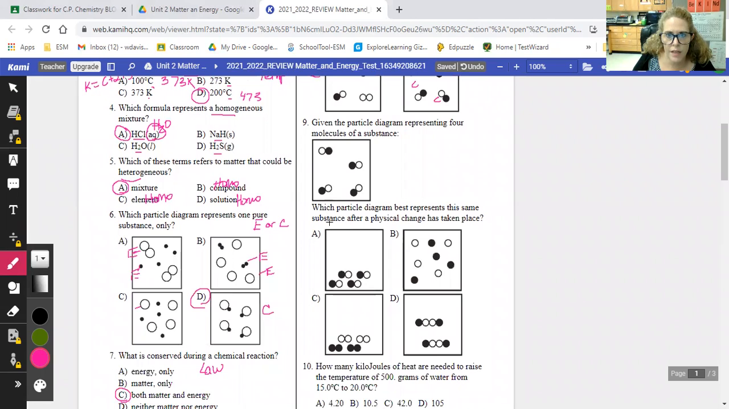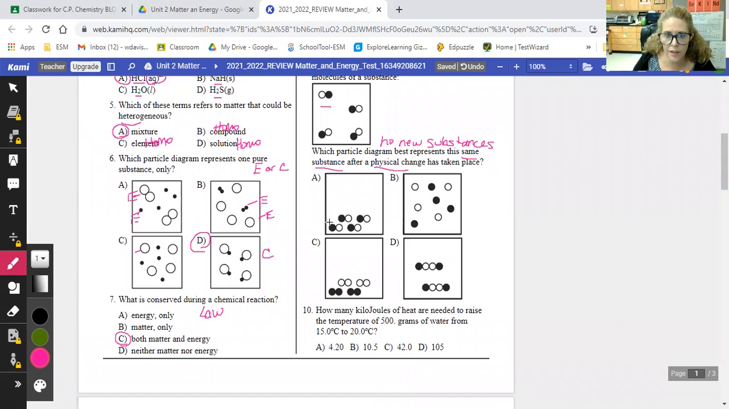All right, so here I have an image and I want to know which one describes the same substance. Remember, you have to read chemistry questions very carefully after a physical change. Remember, physical change, no new substances are formed. That's how I know something is physical. So that means that I still have to have the white circle, black circle stuck together. The only one that has them all stuck together is A, right? So this one is a chemical change, made a new substance.